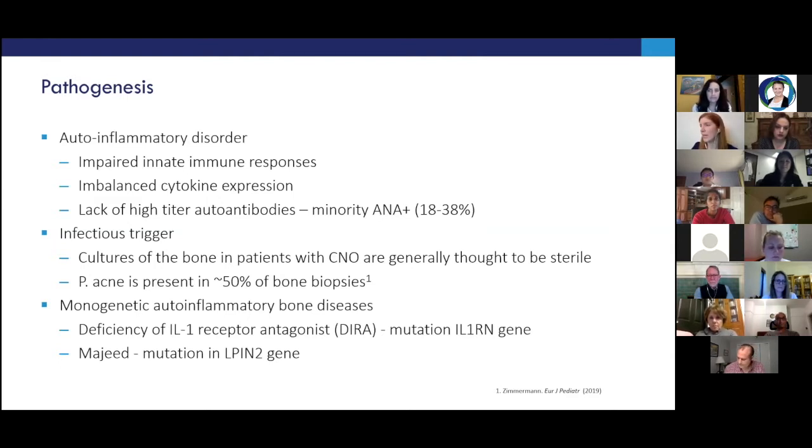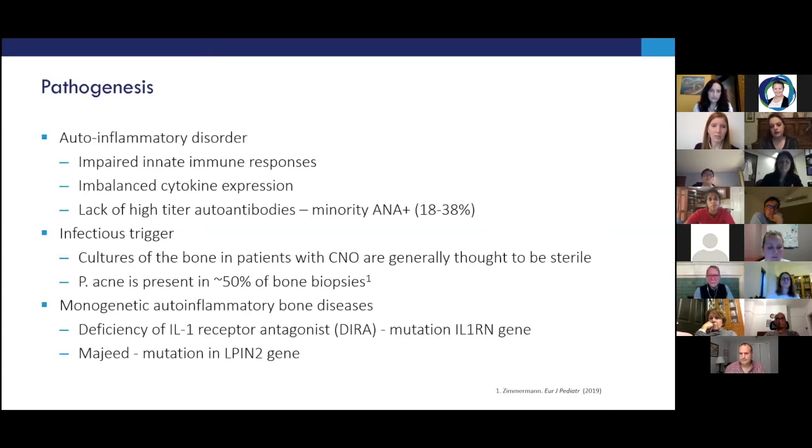However, in a recent review, they found that about 50% of bone biopsies had Cutibacterium, previously known as Propionibacterium acnes. However, a lot of those that had been reported to have that were also patients who had a predominance of skin findings as well. But the thought could be that it's actually a trigger and not so much a contaminant.